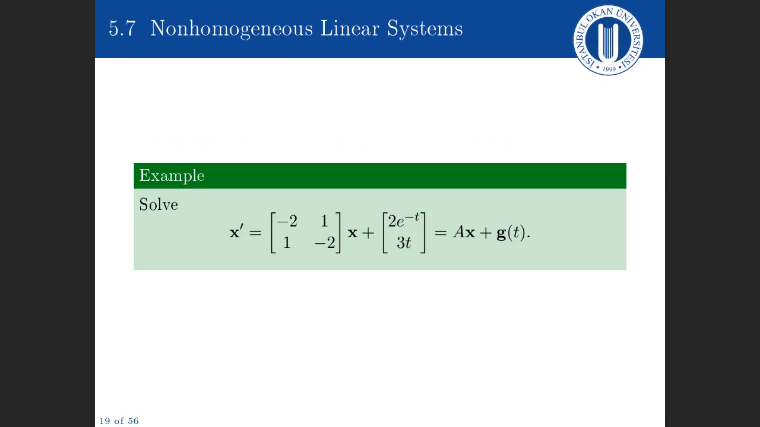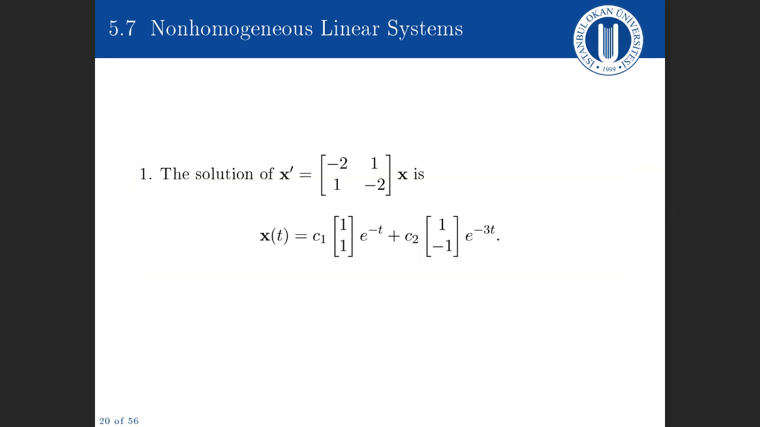So, for example, solve x prime is equal to the matrix minus 2, 1, 1, minus 2, times x, plus 2 e to the power minus t, 3t. We've already done this. This was the first example we did today. So we already know the answer, but now we're going to solve it using our second method. First, we need the general solution of the homogeneous equation.